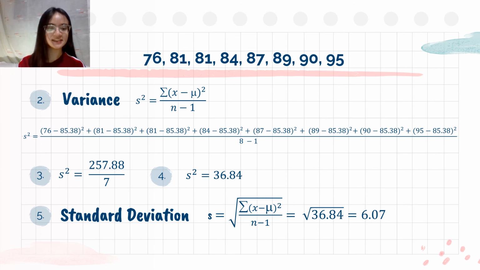So, next is, kunin natin yung sagot doon, which is 257.88 over 7, and our variance is 36.84. So, para makuha natin ang standard deviation, kunin natin yung square root ng variance, which is square root of 36.84 is equals to 6.07. So, yun yung standard deviation natin.